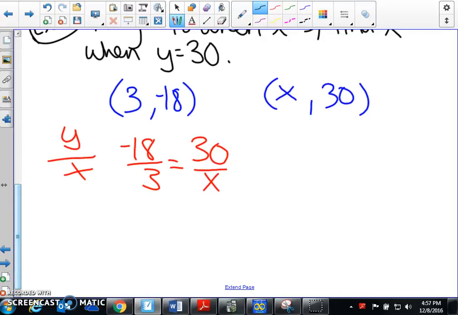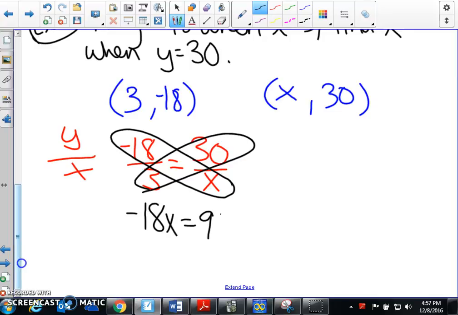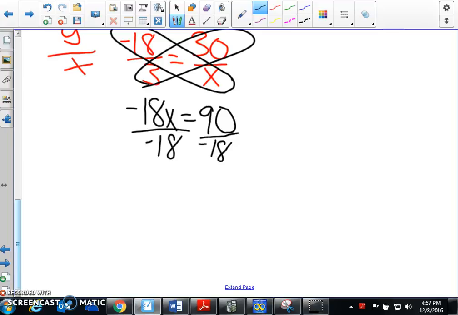So cross multiply, negative 18 times x is negative 18x. 3 times 30 is 90. Divide both sides by negative 18. And what do we get? Negative 5. X equals negative 5. That's my missing value. Okay?